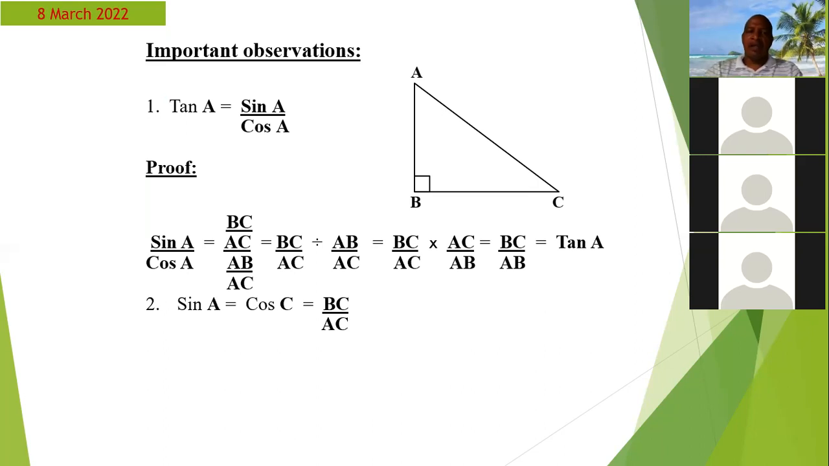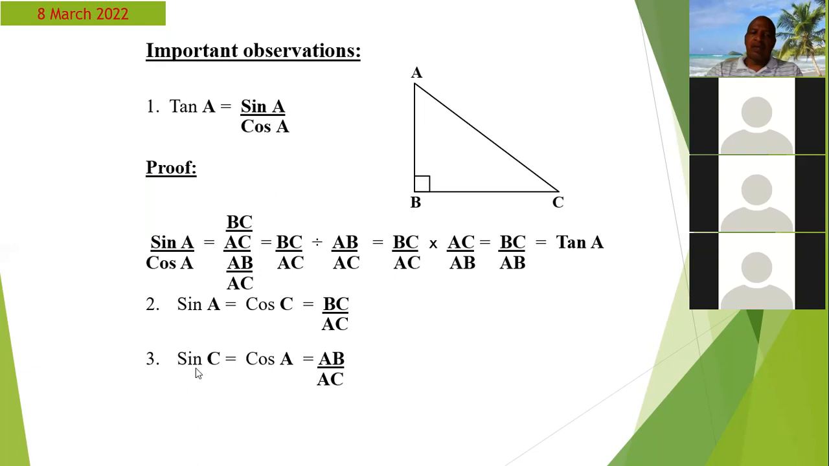Now, this is also another observation, and you would have seen this in the previous set of ratios that we were finding. We see that the sine of the angle A is equal to the cos of the angle C. So we had mentioned that before.